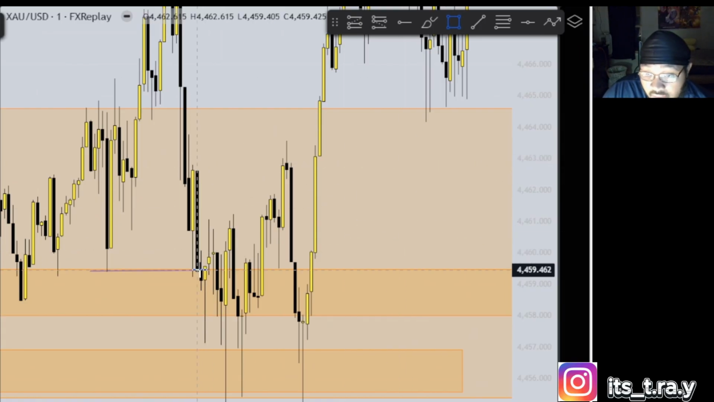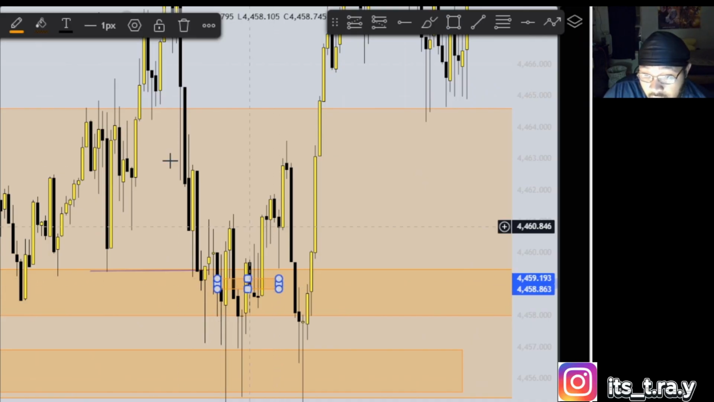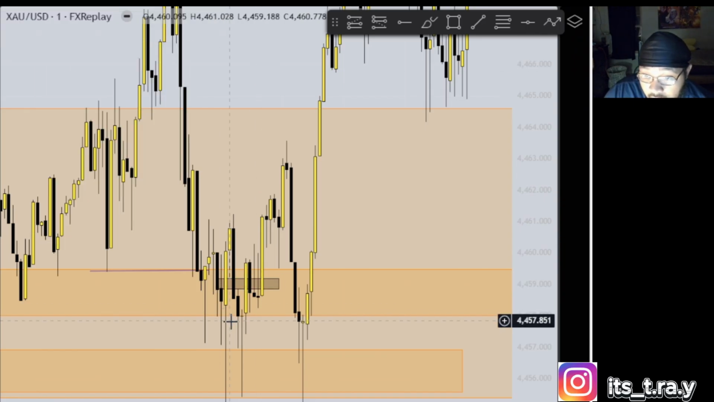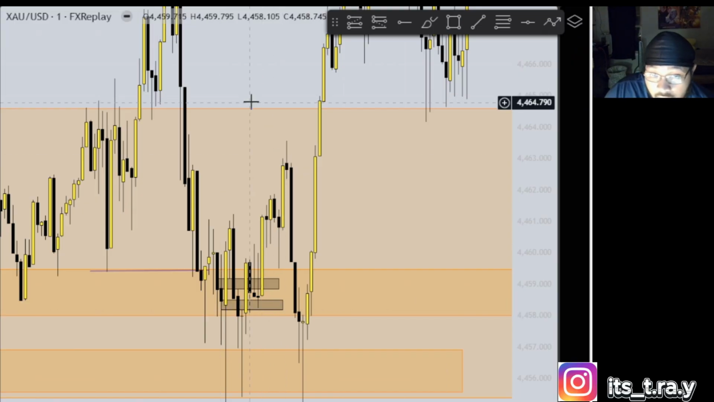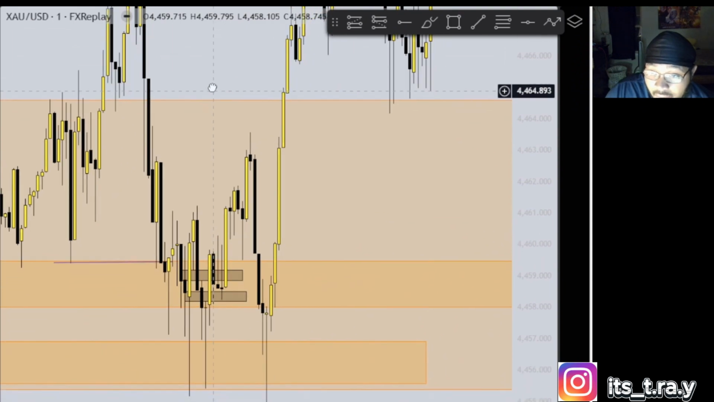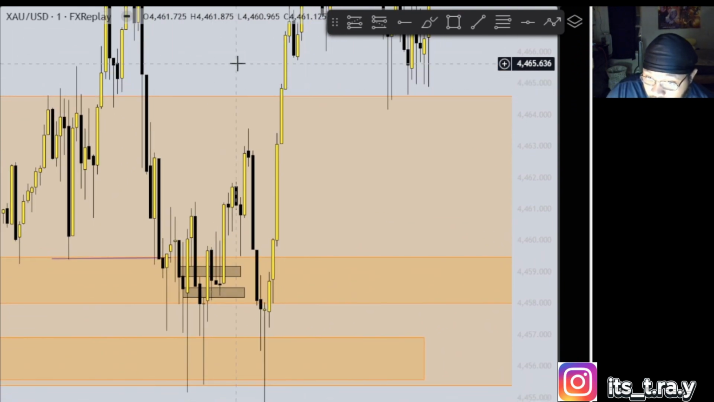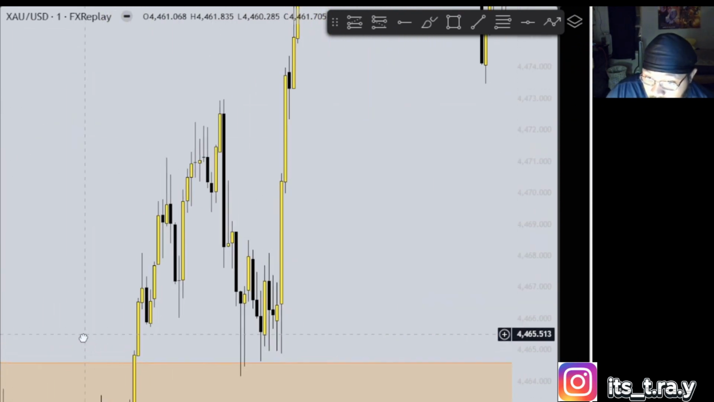So no fair value gap yet. There's one right here. There's one right here, but it started out gray. There's also one right here. Also, guys, it doesn't matter how small or big the fair value gap is. Even the small ones could have a lot of power.